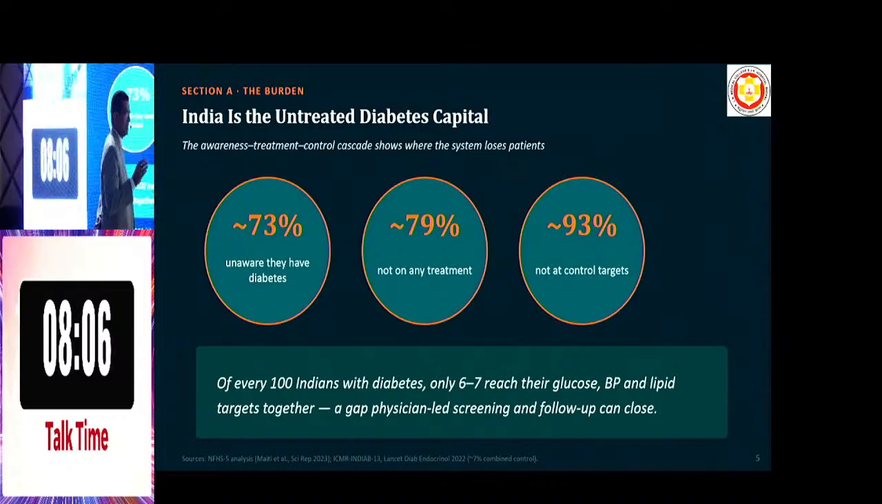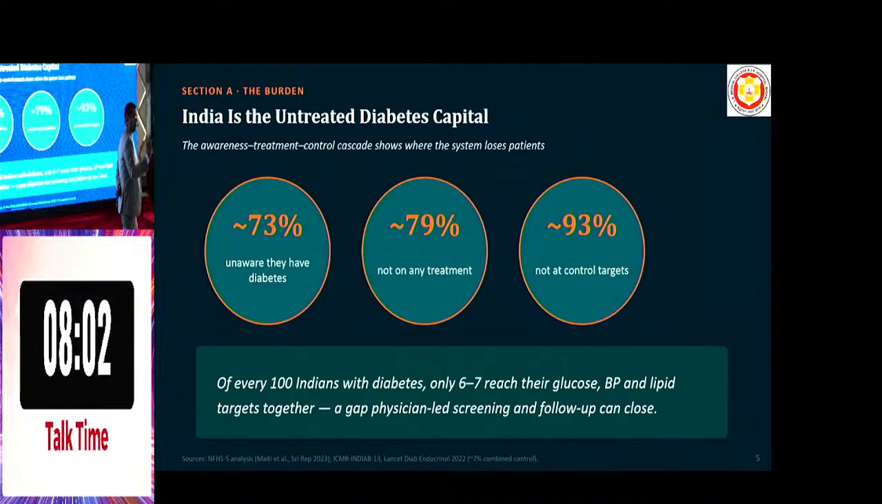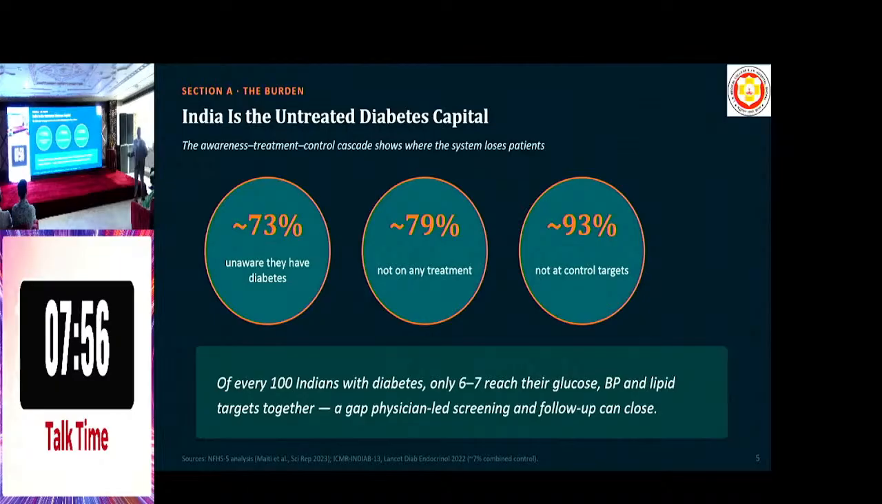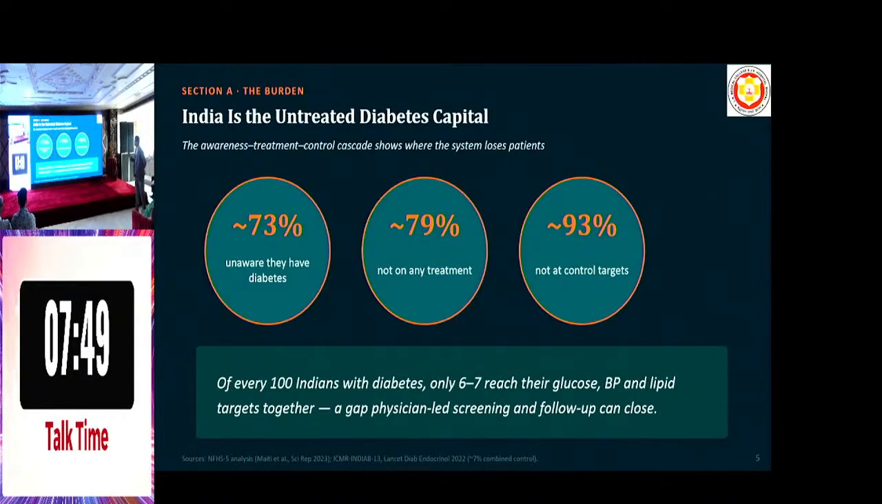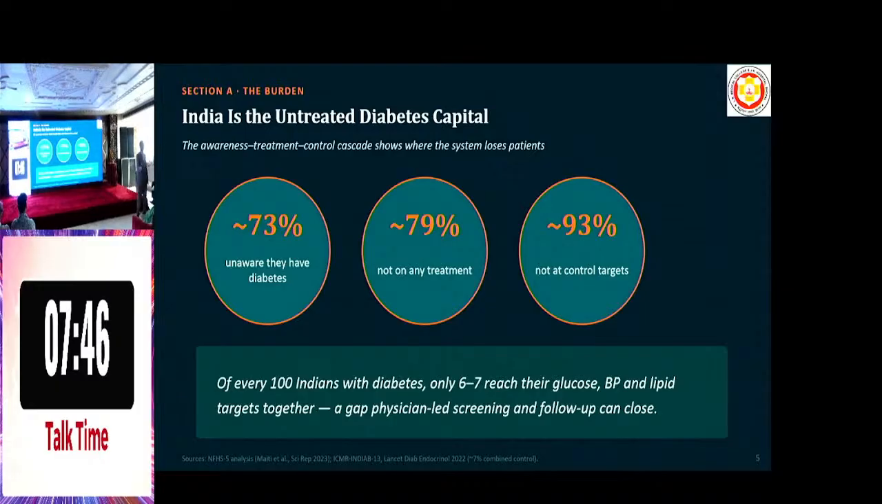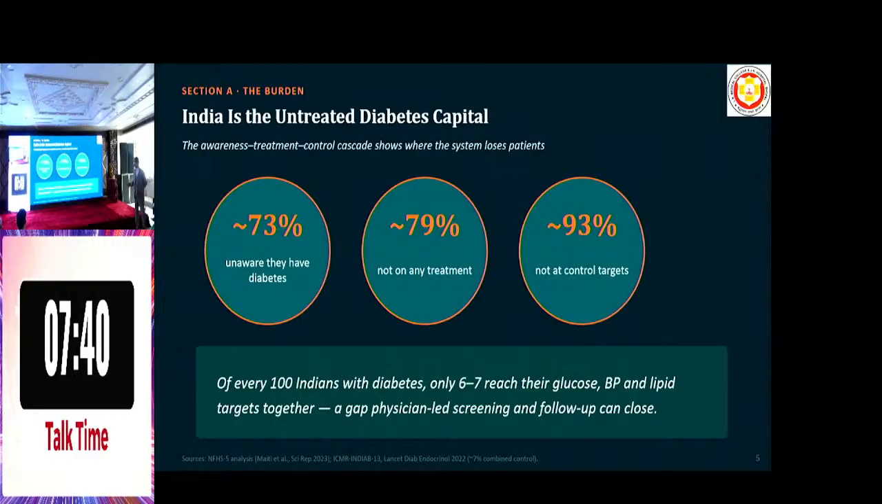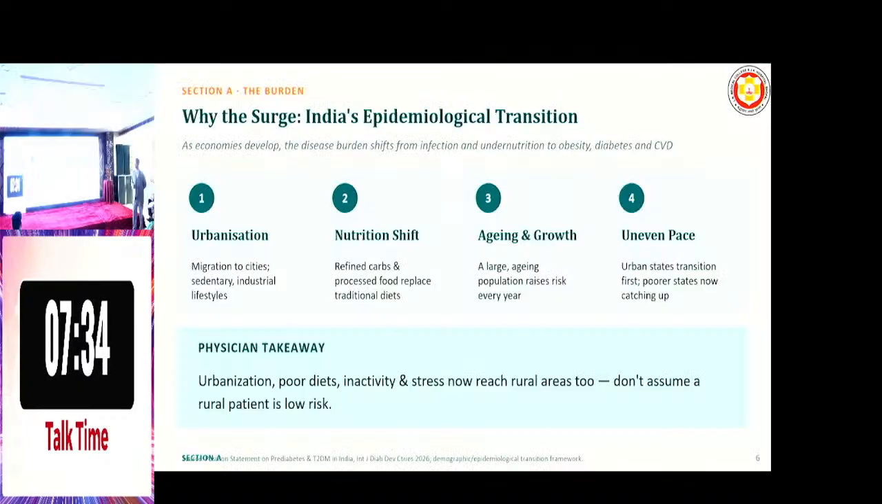ये नेशनल फैमिली हेल्थ सर्वे का डाटा जो पब्लिश हुआ है 2025 में, वो भी ये कह रहा है कि 73% of the people remain unaware, 79% are not on any kind of treatment, 93% of those on treatment are not controlled. They are not achieving the 3 goals of lipid, blood pressure and diabetes. So out of 100 persons being treated, only 7% reaches their goal for diabetes, blood pressure and cholesterol.